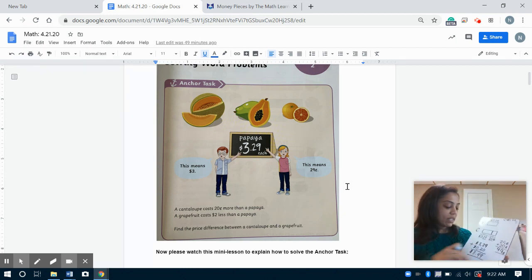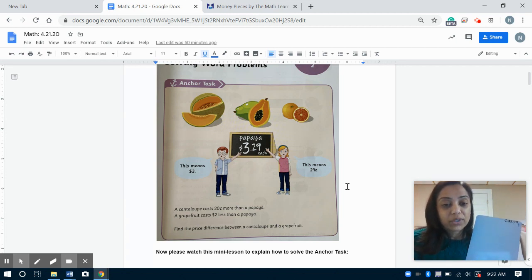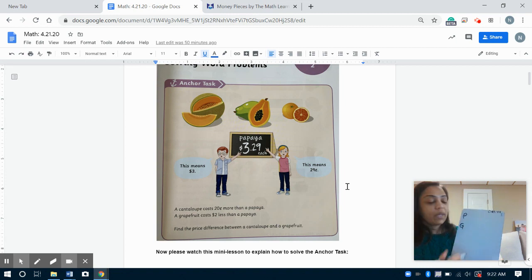Okay, so I'm going to erase this, and then we're going to now figure out how much the grapefruit costs. Okay, the grapefruit costs $2 less than a papaya. So again, I'm going to start with the papaya, and this is going to be the grapefruit. So we know the papaya costs $3.29. This time, I'm going to be really careful because it says the grapefruit costs $2 less than a papaya. If it's costing us less, I'm going to show you how this works. This right now is showing us it's the same price, but it's not.